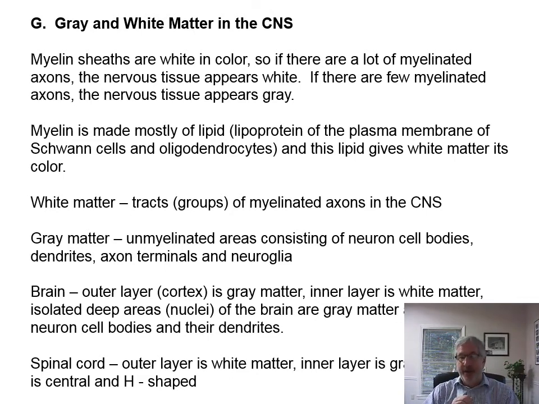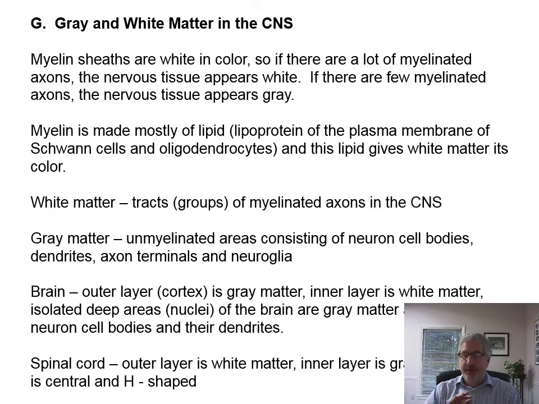They consist of neuron cell bodies, so that doesn't have much in the way of lipid around it, except for the plasma membrane around the cell body, but it's not a big group of it. And the dendrites and axon terminals and neuroglia. In the brain, you have the outer layer, which is called the cortex. It's gray matter, and the inner layer is white matter. And there are isolated areas of gray matter inside the brain, and they contain neuron cell bodies as well.